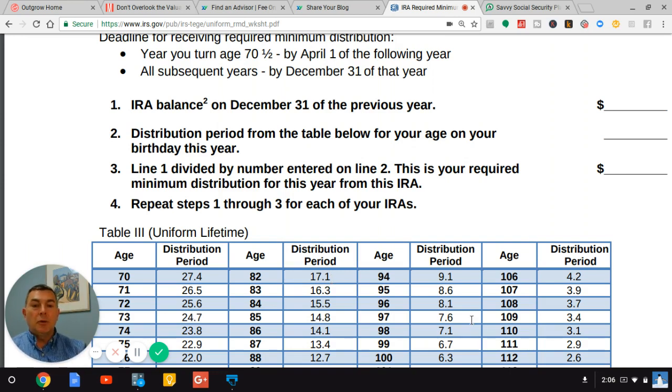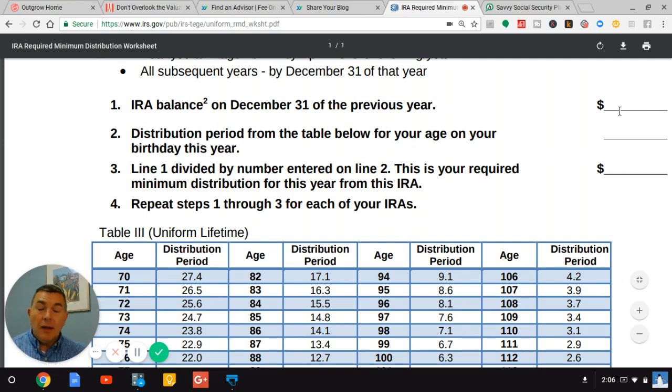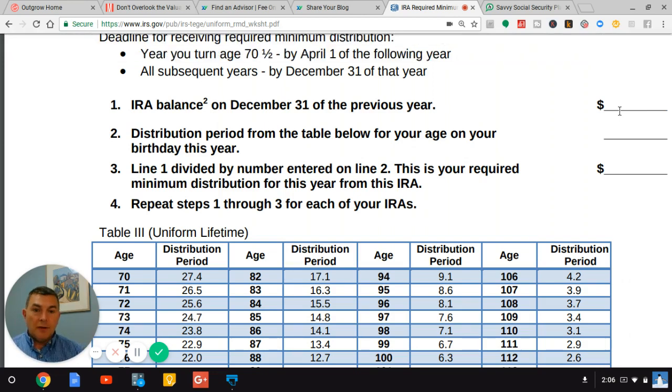All right, so basically now let's go to 94. Actually, let me just tell you, for 17.1, we take 1 divided by 17.1, and this distribution percentage is 5.85%. Now we're 94 years old. Let's say we have $300,000 in our IRA. So we divide that by this amount here, 9.1, and we're going to have to take out $32,967, which is 11% of your overall portfolio.